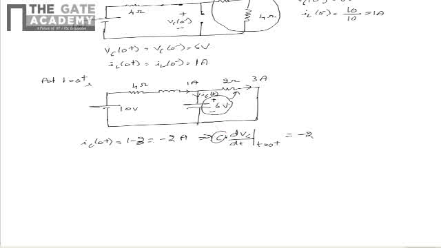But we know that the capacitance value is C equal to 2 farad. From this we can say that dVc by dt at t equal to 0 plus is equal to minus 2 divided by 2, that is equal to minus 1 volts per second. From this we can say that the correct option which represents the required value of dVc by dt at t equal to 0 plus is B, as it corresponds to minus 1 volts per second.